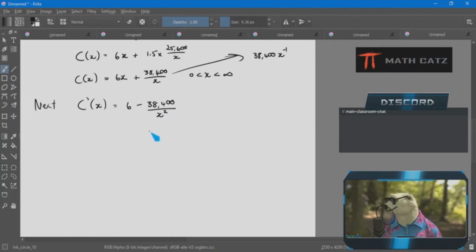Now here, I have two issues, and I need to check them. I'll do the undefined one first. It's undefined clearly when x is equal to 0. But equaling 0 is not a practical possibility for me, so I can ignore that moving on. And then I have the derivative equal to 0 option.